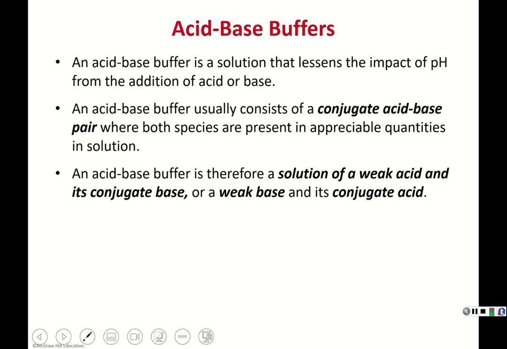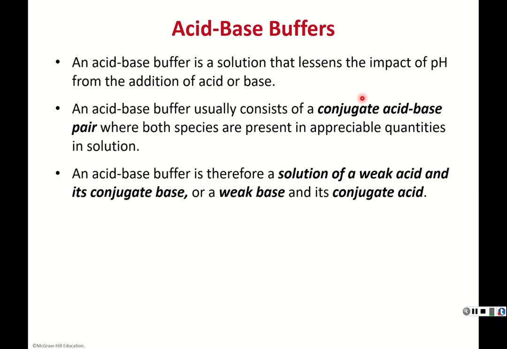Right, so what is a buffer? An acid-base buffer is a solution that lessens the impact on pH from the addition of an acid or a base. Okay, so that's what buffer means. It's resisting the impact of a pH change from an acid or a base. An acid-base buffer usually consists of a conjugate acid-base pair. That's the most common, easiest way to make a buffer.